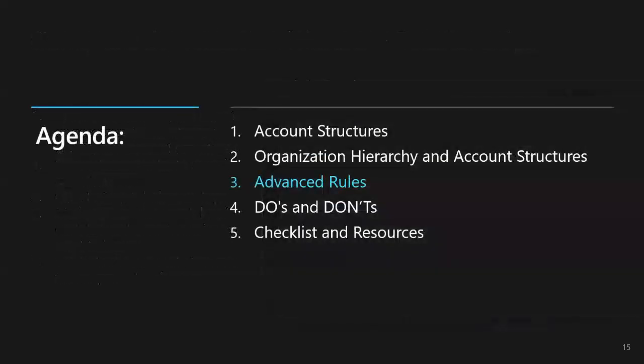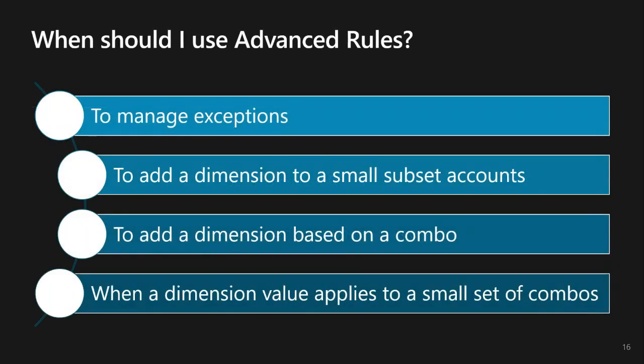And next, Rachel is going to talk about advanced rules. Thanks, Eric. So advanced rules are typically used to help you manage exceptions. For example, if a certain legal entity needs to behave differently than the other legal entities, you can use an advanced rule to add an additional dimension to a small subset of main accounts.